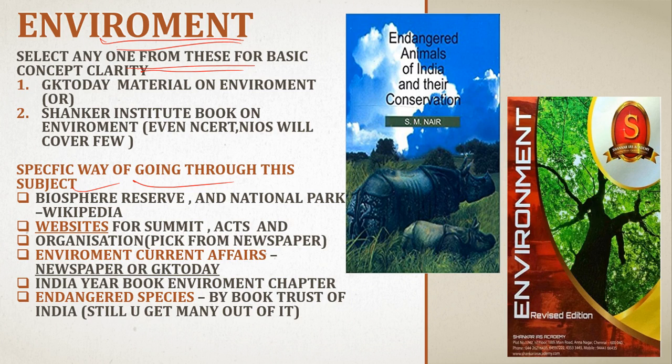For basic concepts, say the greenhouse gas effect, ozone depleting substances, food web, food chain, ecological succession, you have many peculiar terms with respect to the environment. For that basic concept clarity, you can opt for any one of these two. That is the GK Today material on environment. It's an excellent material. If you can get it on the internet, well and good. Or you can go for the Shankar Institute book on the environment. Both are equally good. But if you get GK Today, then opt for the GK Today material.